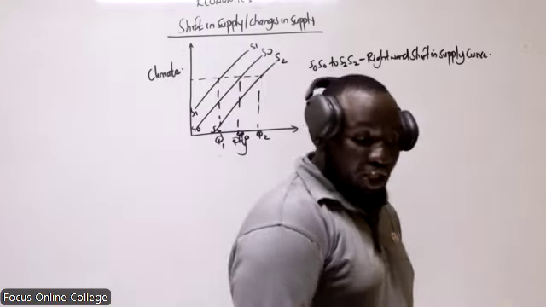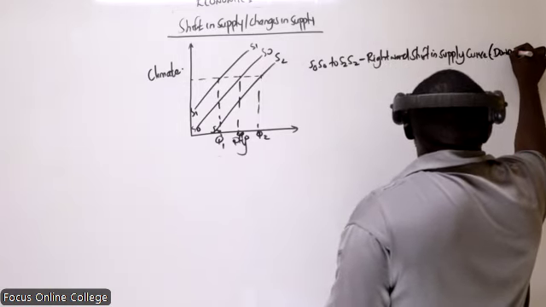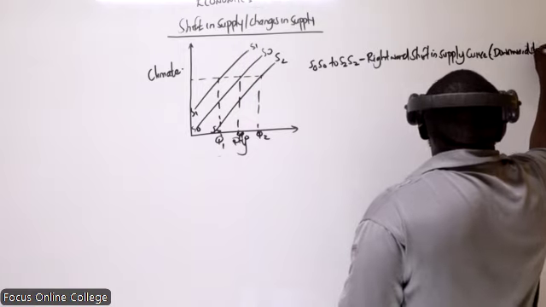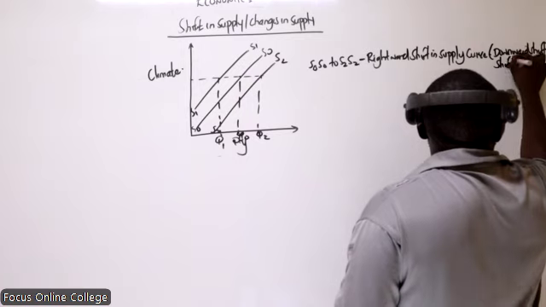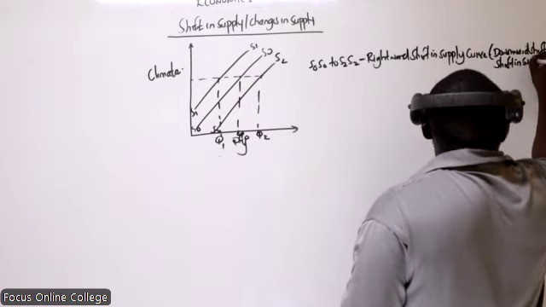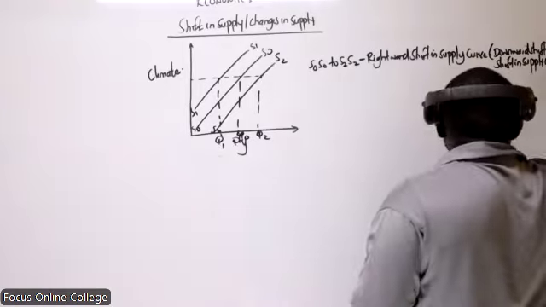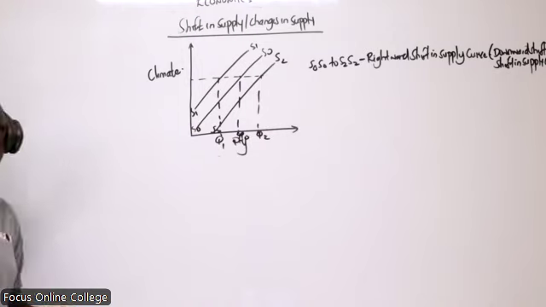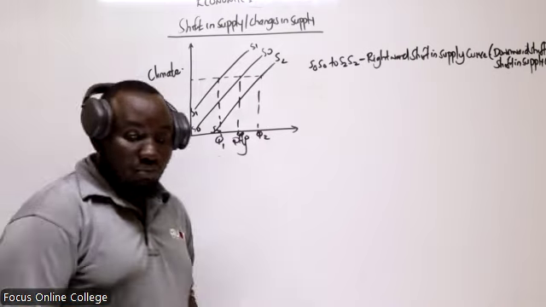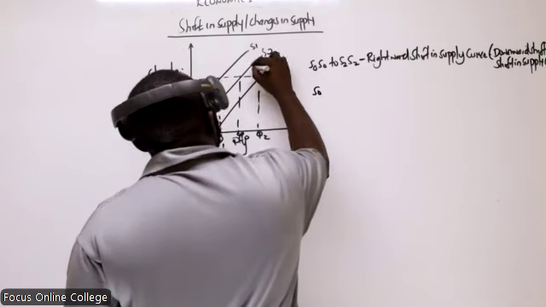So the downward shift in supply curve is also known as the downward shift. So when you see the word downward shift, it is what we call the supply curve. The downward shift in what you call the supply curve, together.